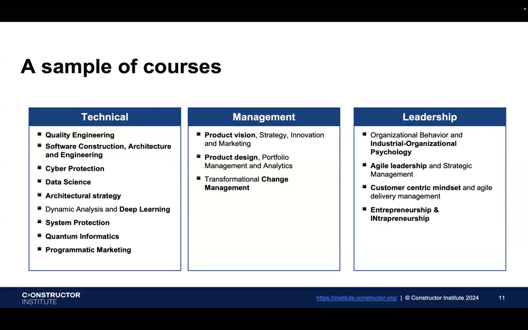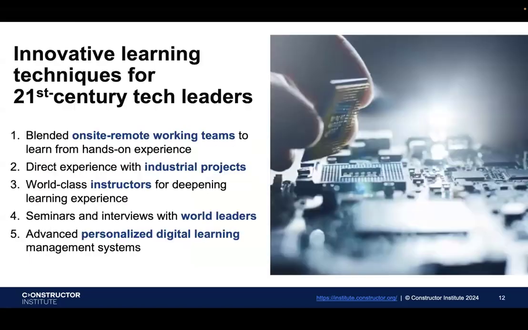It's a little bit misleading here, because essentially we have 40% of the courses on management and leadership in total, and 60% on the technical side, right? So it's more on the technical than on the management and leadership. Okay, next slide.